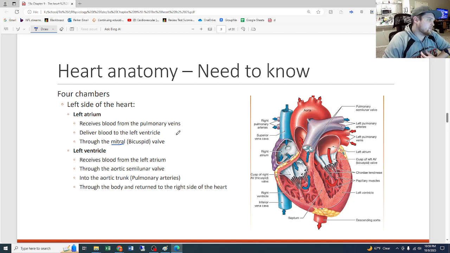Left ventricle receives blood from the left atrium through the aortic semilunar valve into the aortic trunk, pulmonary arteries, through the body, and returns to the right side of the heart. Goes into the aortic.